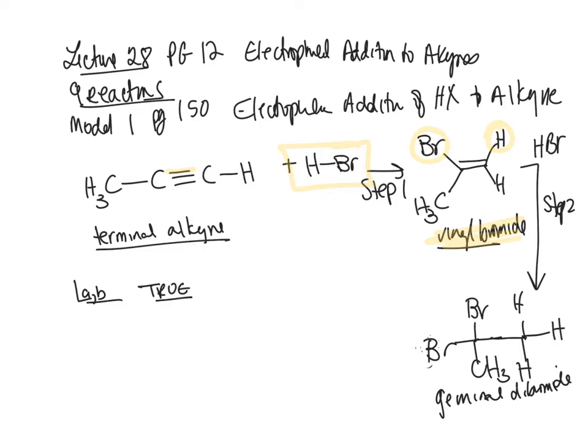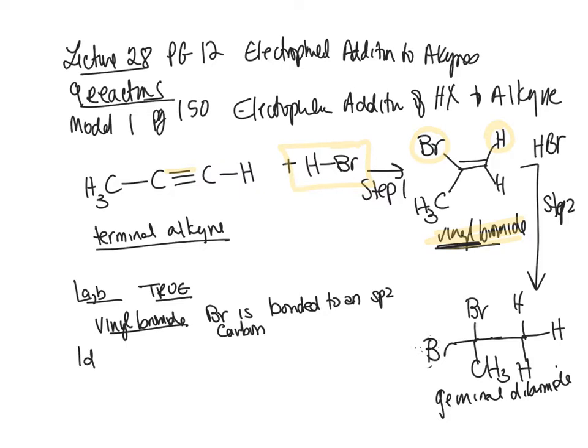I said true. Based on your answer to 1B, complete the following sentence. The name vinyl bromide means that the bromine is bonded to an sp2 carbon. Okay, so vinyl bromide means the bromine is bonded to the sp2 carbon, a double-bonded carbon. Okay, 1D. What product is formed after the addition of a second equivalent?